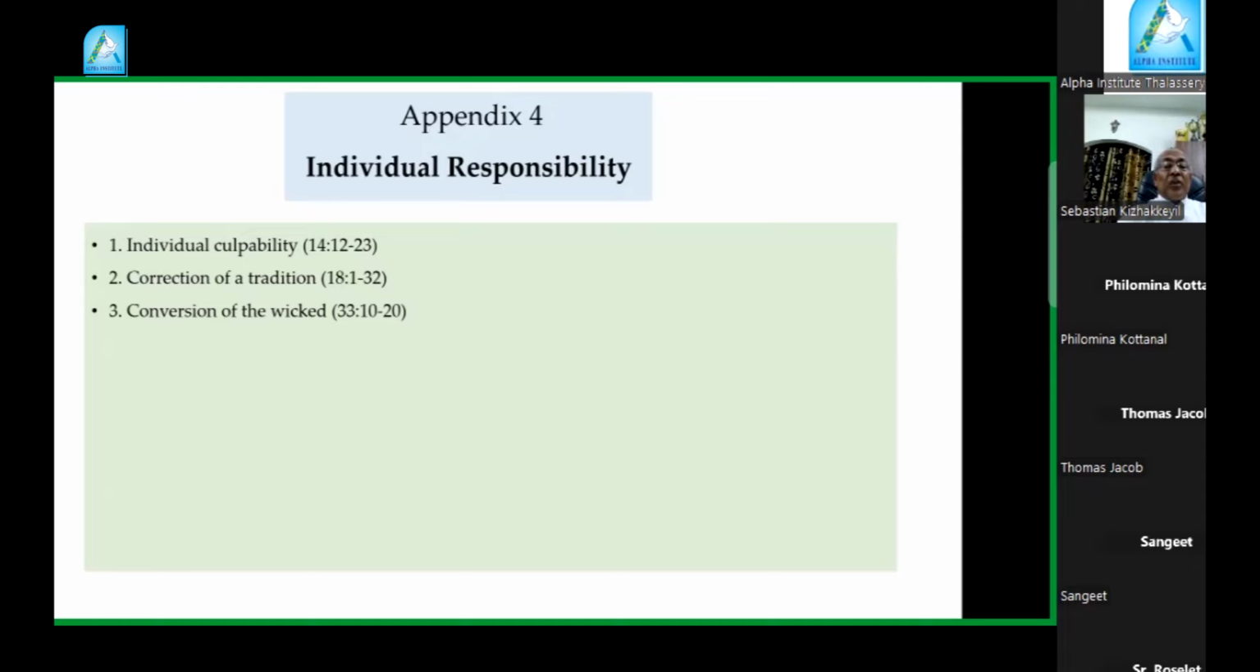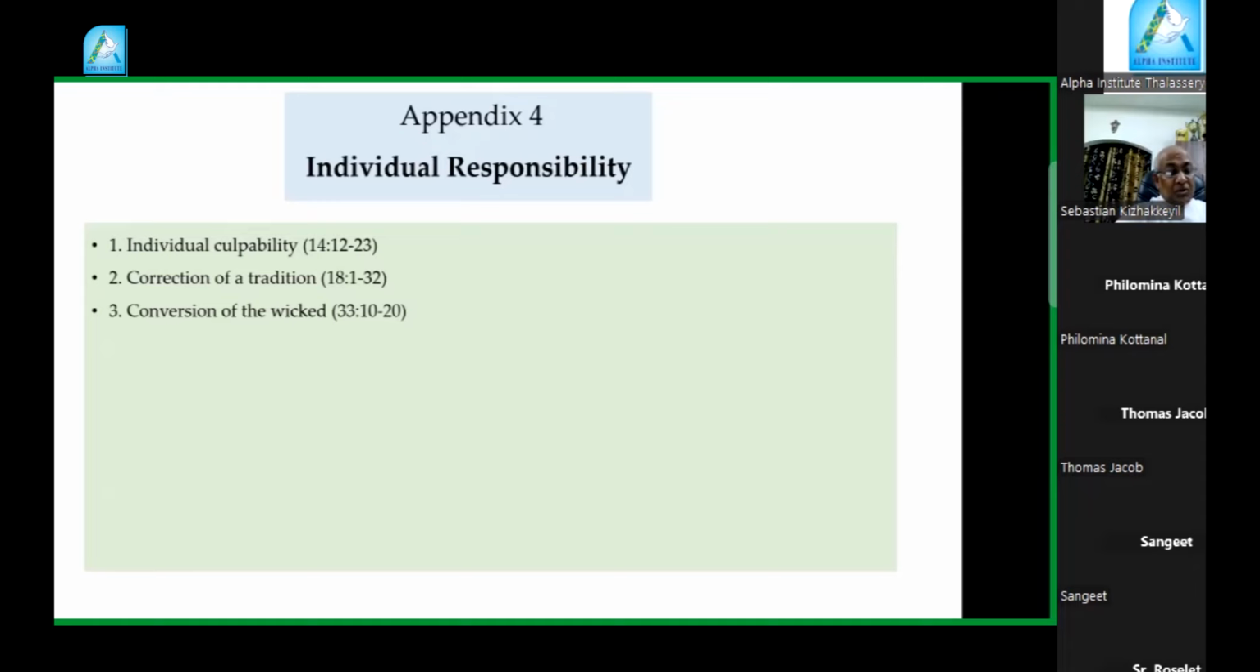The same way, it is true that there was a tradition that parents' and grandparents' sins, the punishment of sins, will come upon the third generation. He says, no, that is not correct. So, chapter 14, we have individual responsibility and culpability.